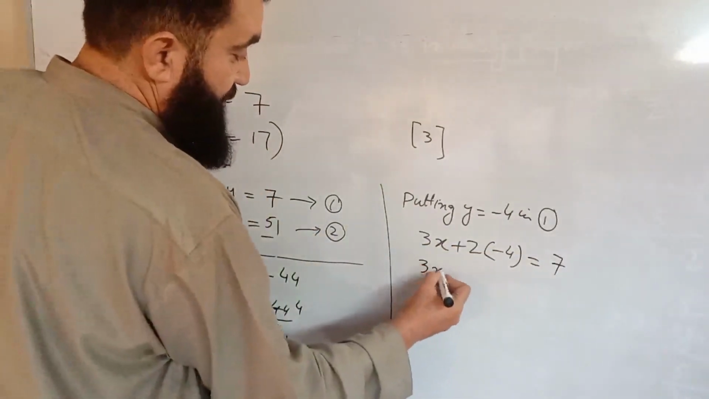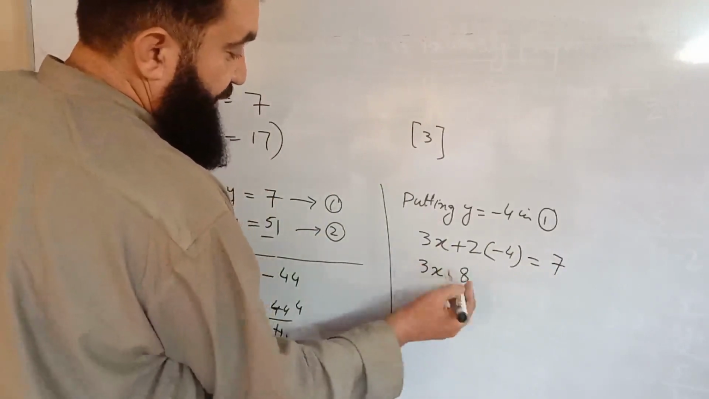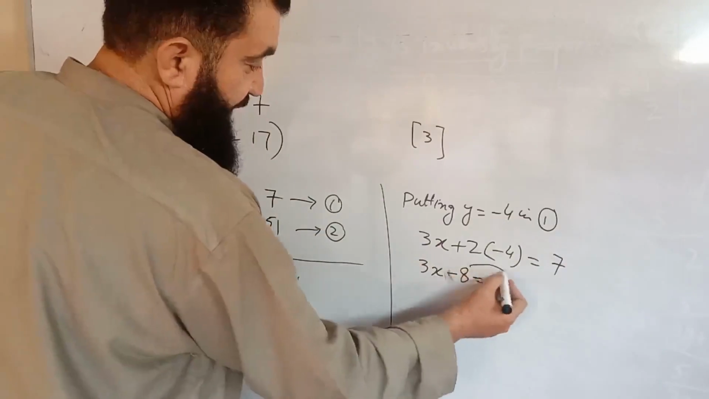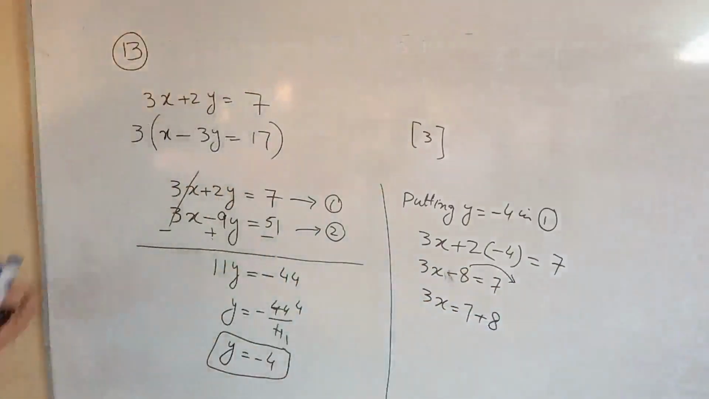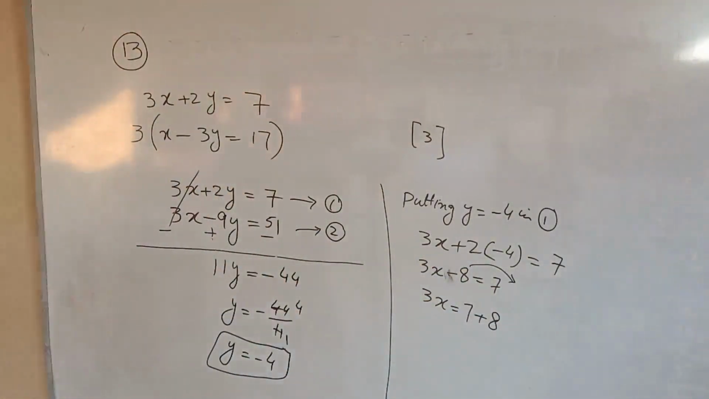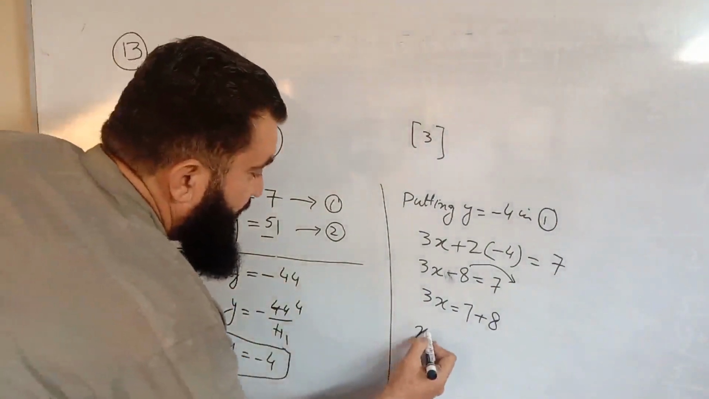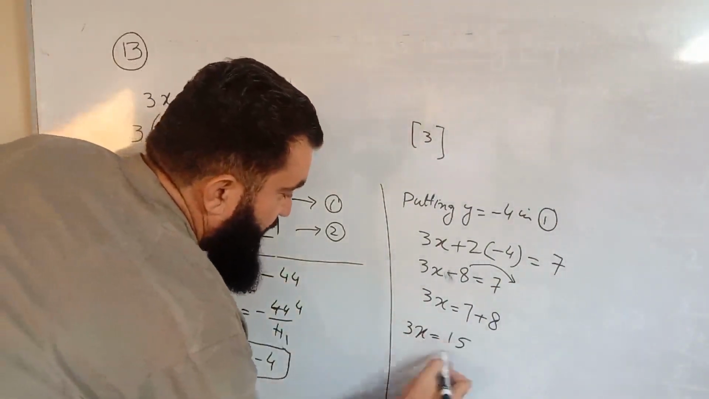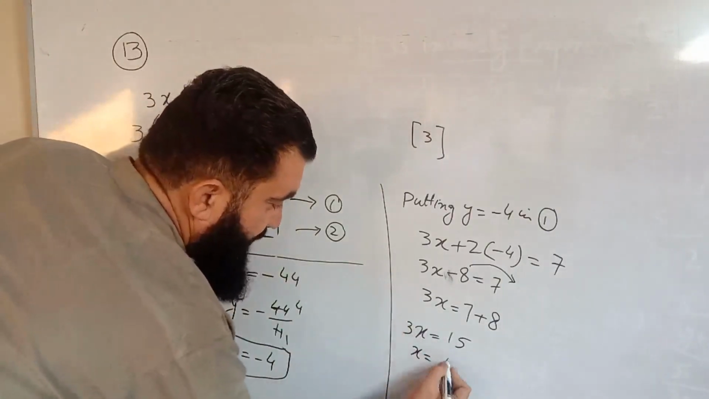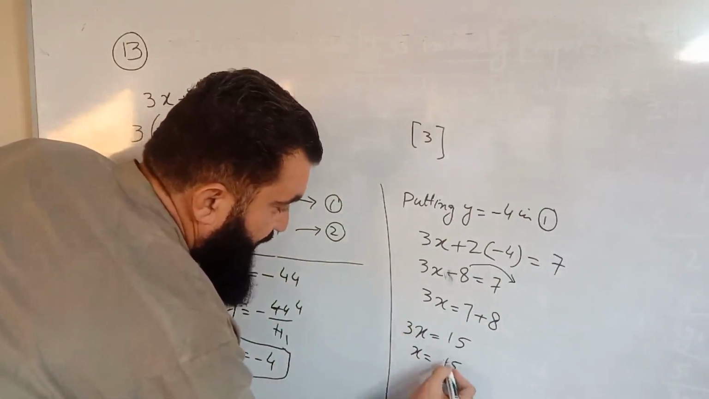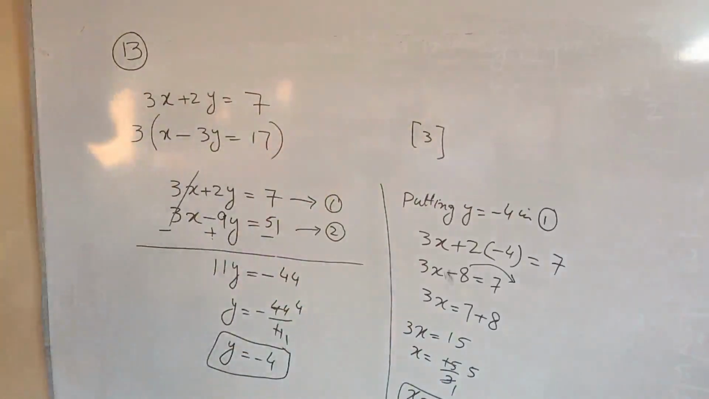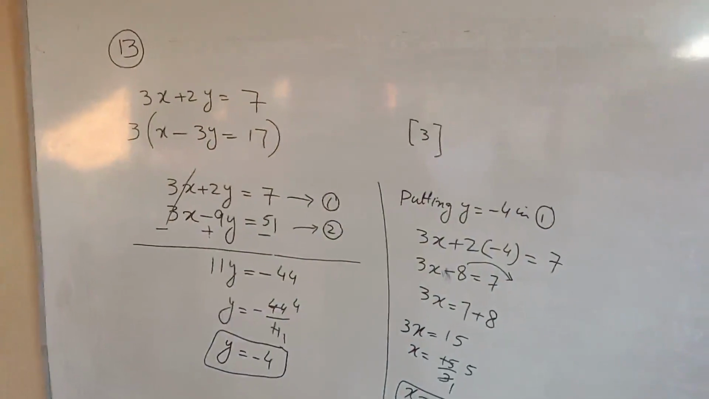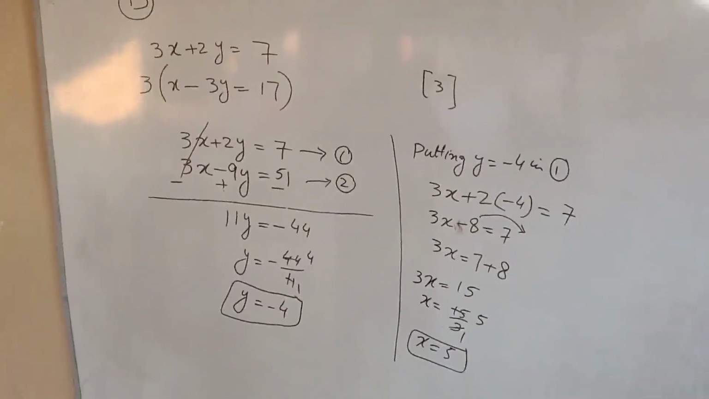Now this will become 3x plus minus 8 is equal to 7. Shift 8 here, it will become plus, so 3x will be equal to 7 plus 8. Understand? So this will become x is equal to 15 over 3. When 3 is taken here, it becomes divided, so x is 15 over 3. 3 1s are 3, 3 5s are 15, x is equal to 5 is the answer. So y is equal to minus 4 and x is equal to 5 are the two answers of this question.